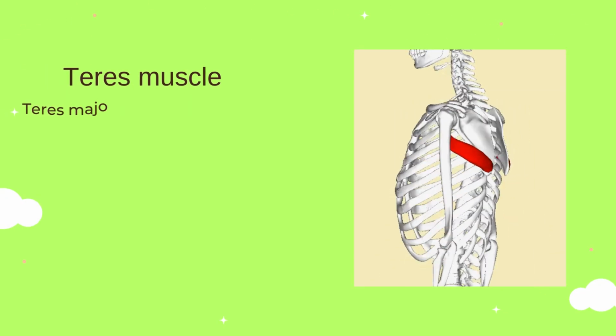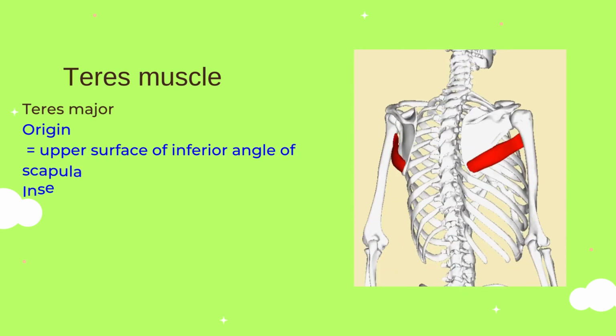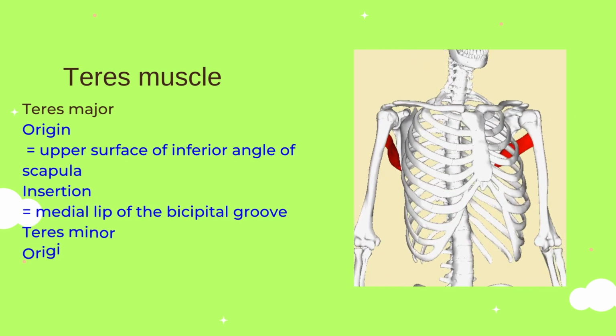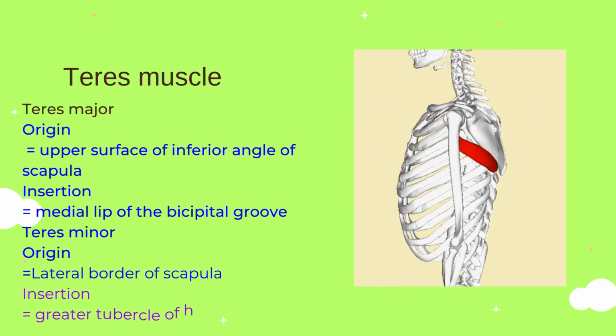The teres minor muscle originates from the lateral border and adjacent posterior surface of the scapula. It inserts onto the greater tubercle of the humerus, a bony prominence on the lateral aspect of the proximal humerus.